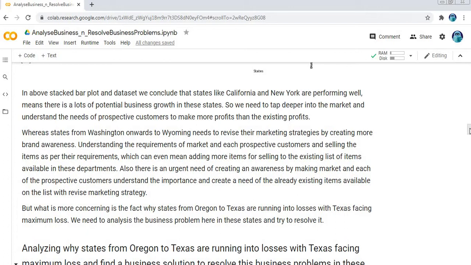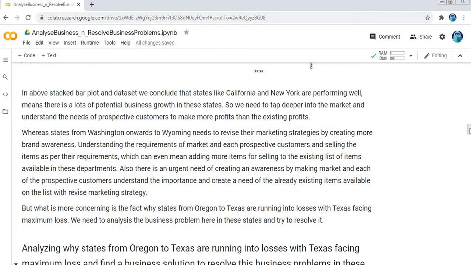requirements of the market and each prospective customer, and selling the items as per their requirement, which can even mean adding more items to the existing list of items available on the shelf in these departments. Also, there is an urgent need to create awareness by making the market and each prospective customer understand the importance and create a need for the already existing items on the shelf, by revising the marketing strategy.